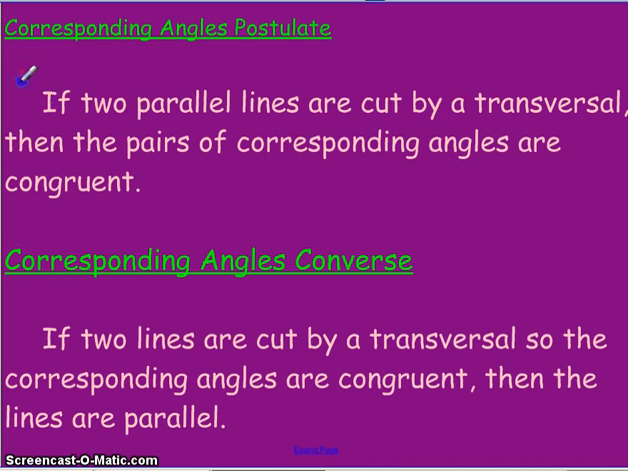Now this first one is a postulate that we had in the last lesson. It says if two parallel lines are cut by a transversal, then the pairs of corresponding angles are congruent. Well, what we're going to do with this lesson is take the converse of that. So we're going to flip-flop the hypothesis with the conclusion, and it's now going to say if two lines are cut by a transversal so that the corresponding angles are congruent, then the lines are parallel.